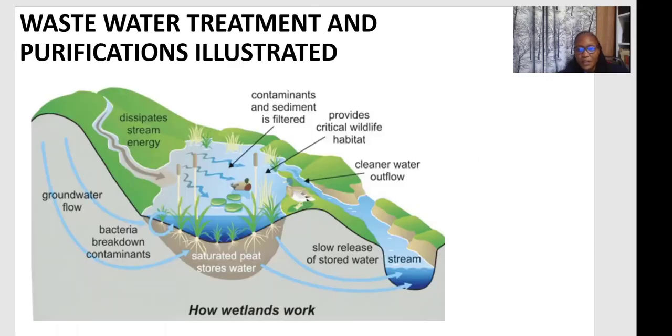Illustrated there is the water treatment and purification, where you have water being dissipated from upstream, and all the contaminants and sediments are filtered. While it is doing this, it provides a critical wildlife habitat for other biodiversity. And then once the water is cleaned by the plants within this wetland, where bacteria break down contaminants and the saturated pit stores water, clean water is able to move out of the wetland and flow downstream.